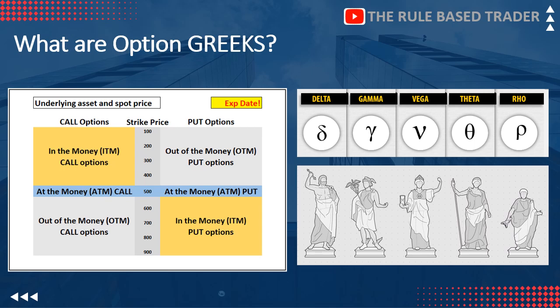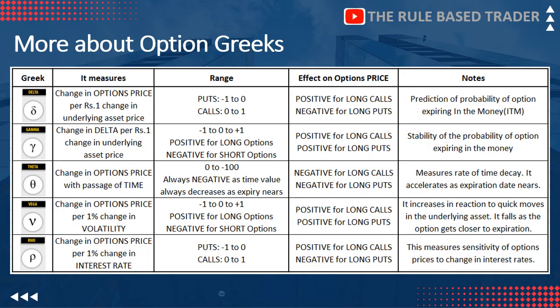Simply put, option Greeks are the factors that affect the price of an options contract. These are delta, gamma, vega, theta, and rho. A quick look at what each option Greek means and how it affects the options price with regards to change in the underlying asset. Later, I will explain these Greeks by taking an example.